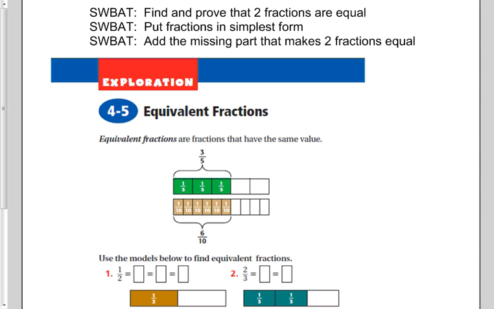Welcome to Lesson 4-5 on finding and working with equivalent fractions. Today's goals: students will be able to find and prove that two fractions are equal. Students will be able to put fractions in simplest form, and students will be able to add the missing part that makes two fractions equal.